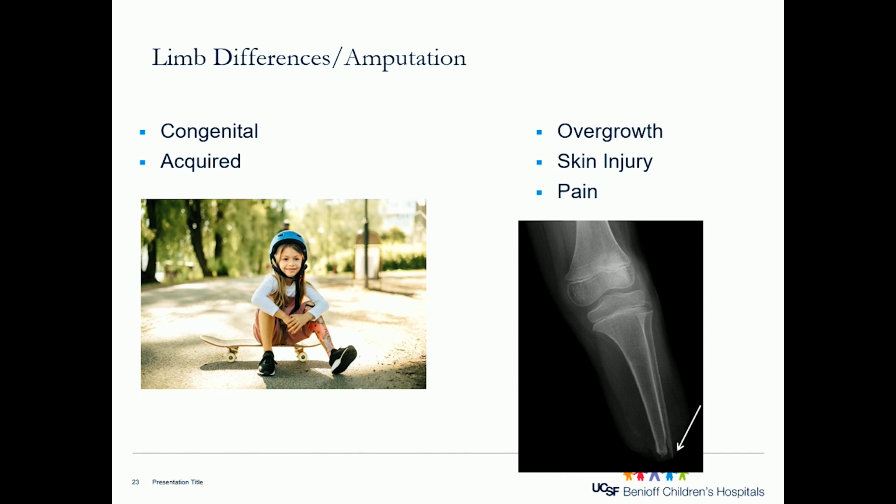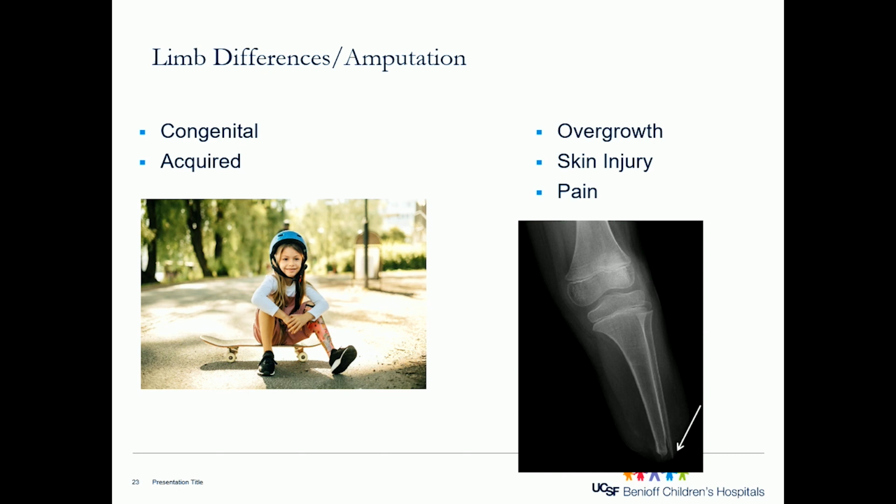For individuals with limb differences and amputation, the vast majority of pediatric limb differences are congenital, and amputations are often acquired. A few things I highlighted as conditions to consider for individuals with limb differences and amputations were overgrowth of the bone. Youth with amputations continue to grow through their long bone, at risk of terminal overgrowth and penciling, which can cause skin injury.